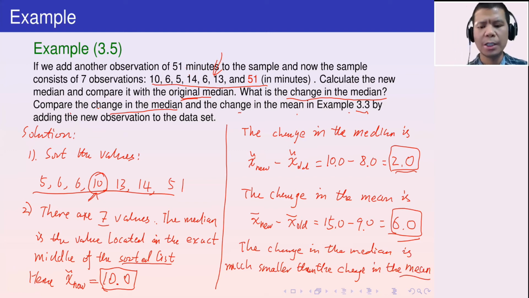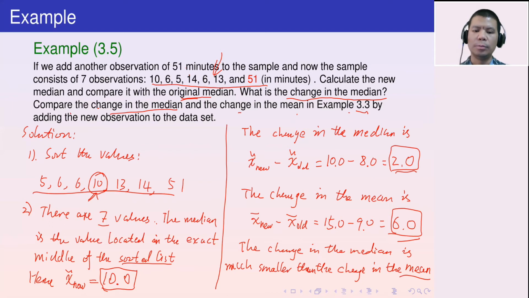Okay, so you can see that by adding an extreme value, 51 minutes, our median increased by 2, but the mean changed by 6. The change in the median is much smaller than the change in the mean. So by this example, we would say the median is more resistant than the mean to extreme values.